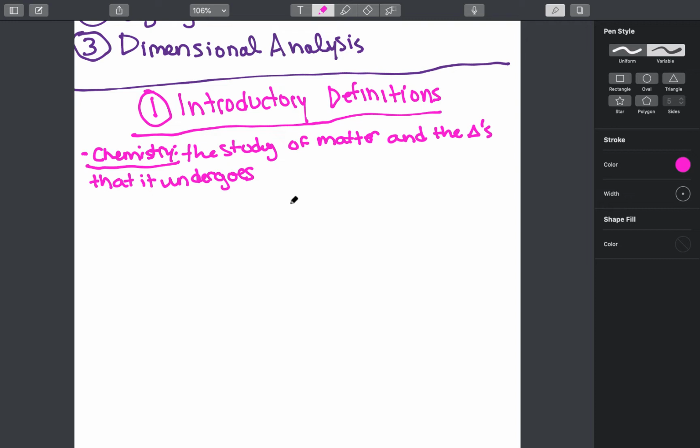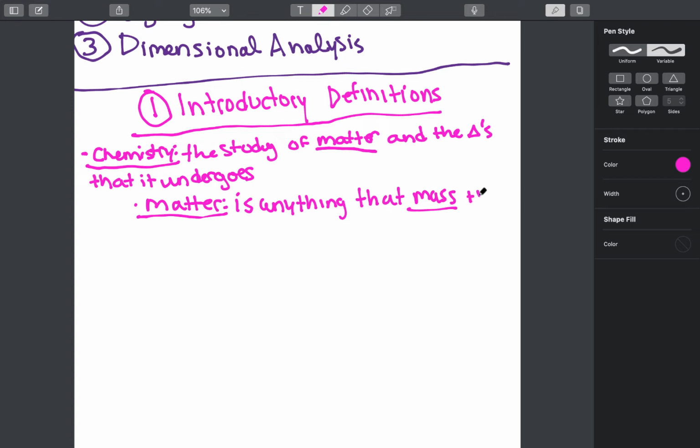In other words, it studies the properties of matter, it studies different structures, it studies the transitions that matter undergoes, the chemical reactions, many different things. So at the heart of chemistry is matter. So what is matter? Matter is anything that has mass and volume.